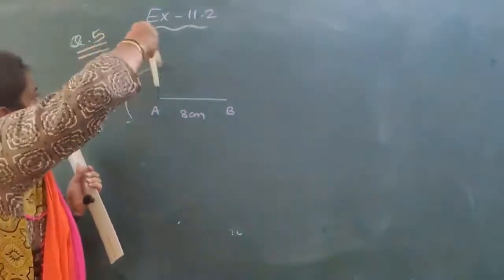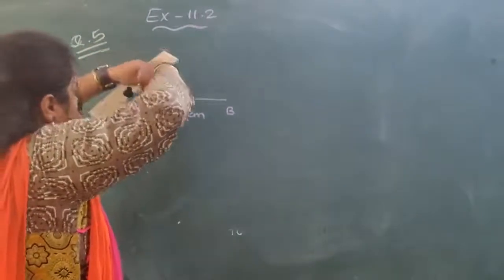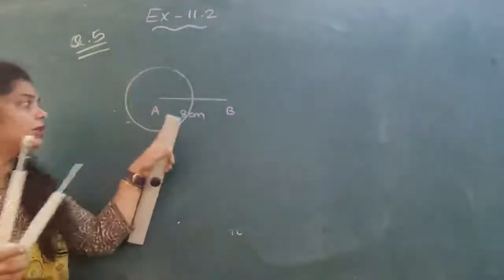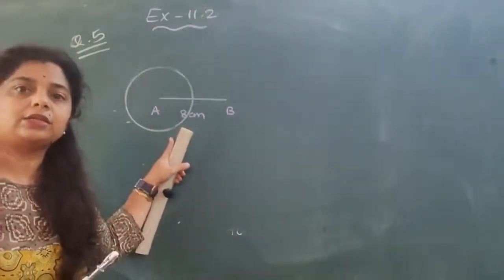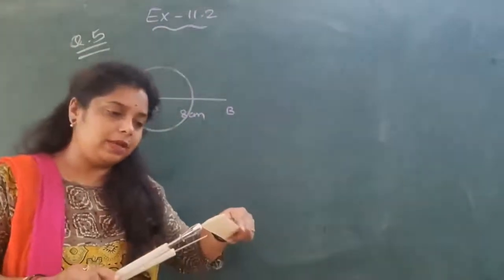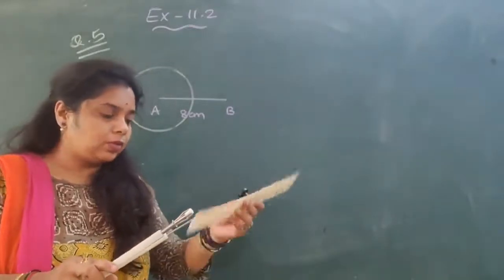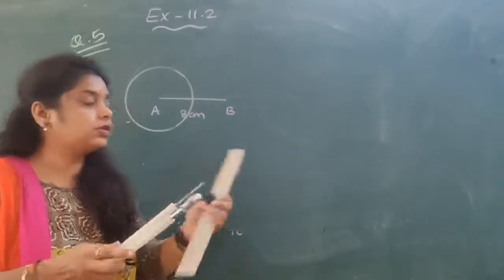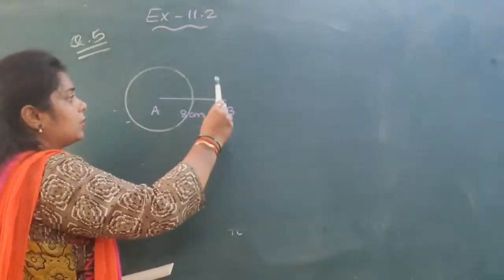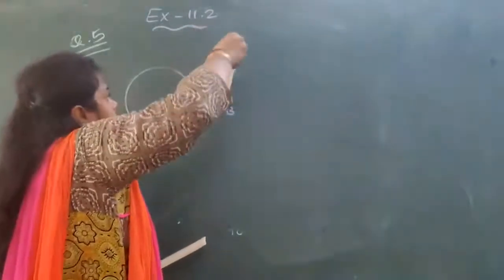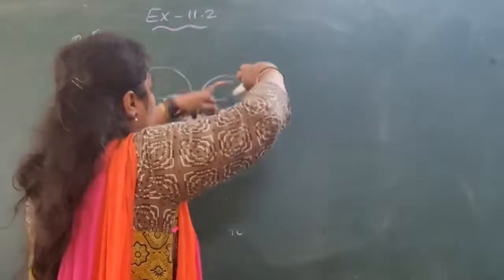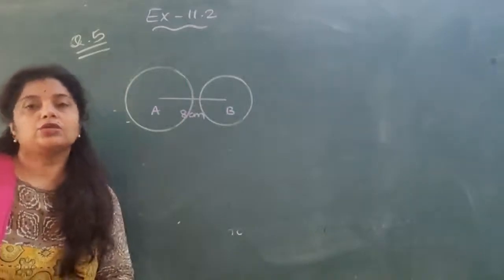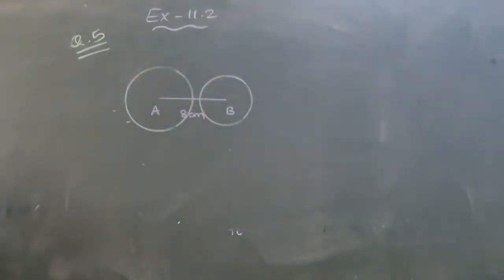So we are going to do a circle having 4 centimeter at A and 3 centimeter at B. So now 3 centimeter at B. Okay. So after this, what should we do?